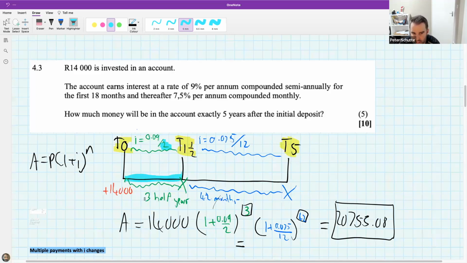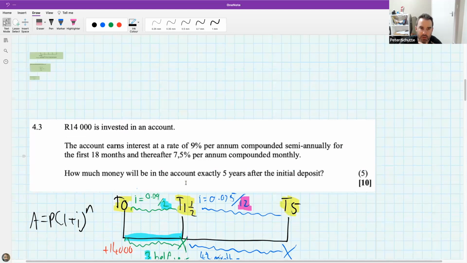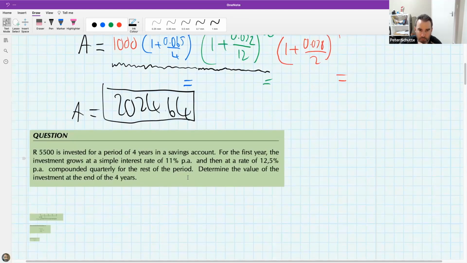Well, there's 3 6-month periods in 1.5 years. Whereas when I go to the next one, there I want to know about months. And how many months are in 3.5 years? Well, it's going to be 12, 12, 12, and then 6 for the half. Okay, let's do another one. One more before the break.